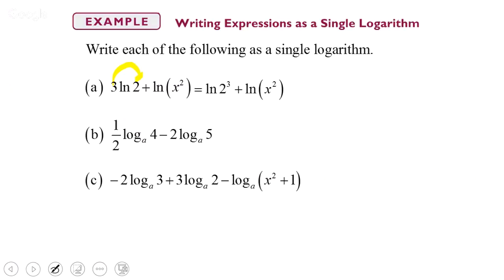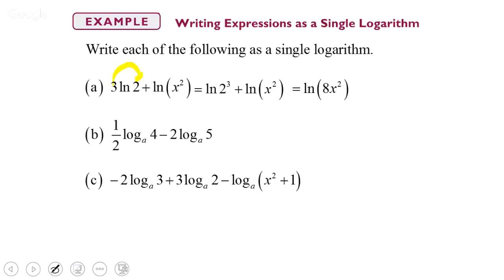Now that I have addition, remember when we multiplied, we added. So if we're adding, we're going to multiply. So we're condensing. And remember, 2 cubed is 8. That's why it's 8, not 2 cubed. 2 cubed is 8.